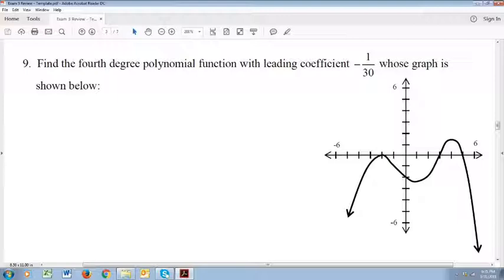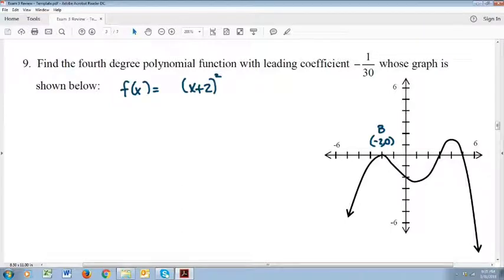On number 9, I told you didn't have to worry about it, but I thought I'd do this just so you can see how it works if you're interested. First of all, notice you've got some intercepts here. Negative 2, 0 is an intercept, and notice it bounces at that point. So that's got an even degree. Let's go with the smallest, which would be a 2. So our function's going to have an x plus 2 to the second power.